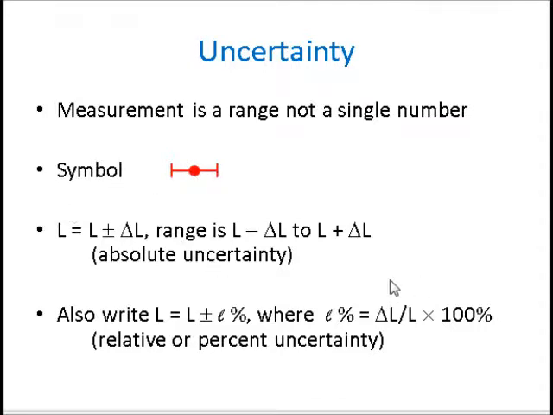When we write the value, we say that our measurement, say length, is equal to what we measured plus or minus some absolute uncertainty. We're saying the range of possible answers is somewhere between L minus delta L to L plus delta L. It's common as well to write the uncertainty as relative or percent uncertainty. In this case, we would write L equals L plus or minus L percent. L percent is simply delta L over L times 100.